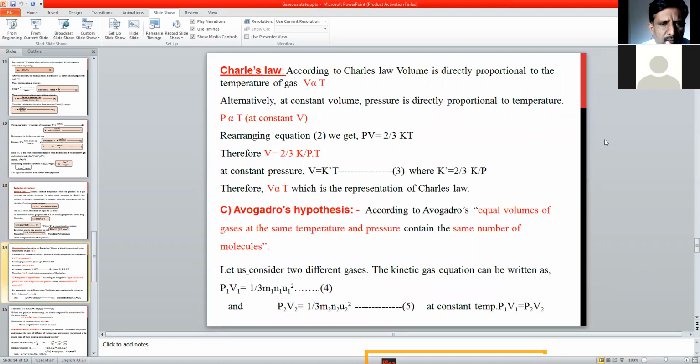Now, can I move to the next law, that is Charles's law? According to Charles's law, the volume of a gas is directly proportional to the temperature. If you increase the temperature, the volume of the gas increases. If you decrease the temperature, the volume automatically decreases. Volume and temperature depend upon each other. If one factor increases, the other also increases, so they are directly proportional to each other. In short, I have written here V is directly proportional to T.